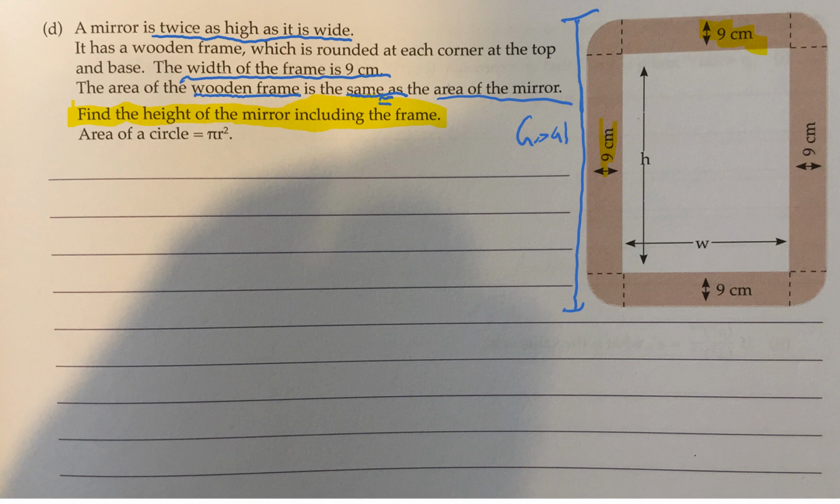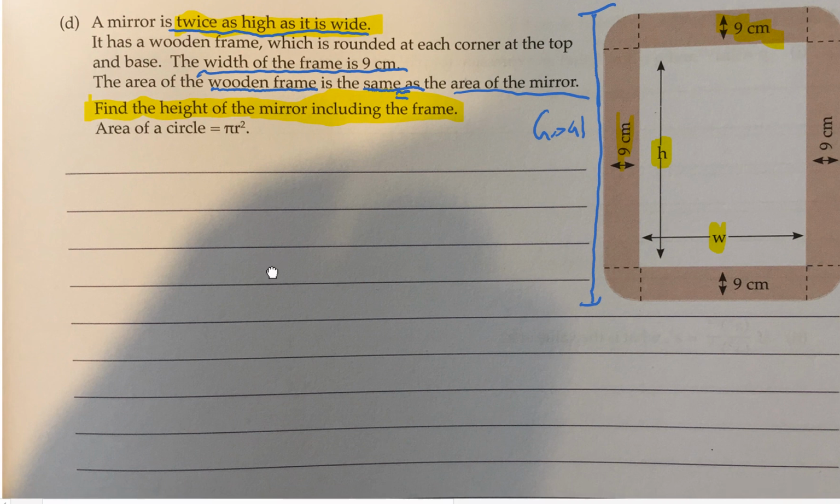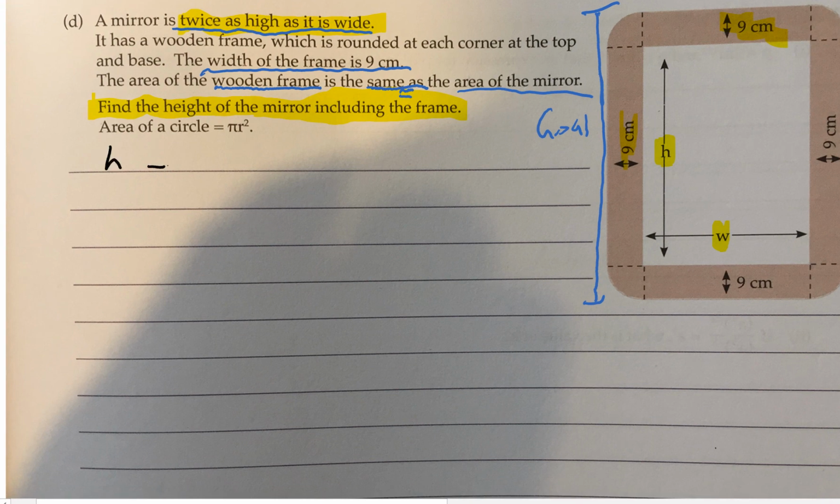So if we go through the information at the start, the first thing that allows us to write an equation is where? It's the first sentence. A mirror is twice as high as it is wide. And we can see they've called the height h and the width w. So we can write that. Twice as high as it is wide, so the height is twice the width. Always just stop and check that you've got that the right way around. And we can see that the height is the longer dimension.